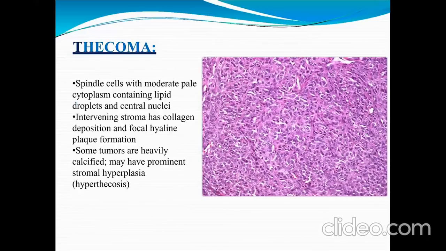Here we can see the photomicrograph of thecoma. We see spindle cells with moderate pale cytoplasm containing lipid droplets and central nuclei. Intervening stroma has collagen deposition and focal hyaline plaque formation, and some tumors are heavily calcified and may have prominent stromal hyperplasia, which is also known as hyperthecosis, as we have already discussed earlier.